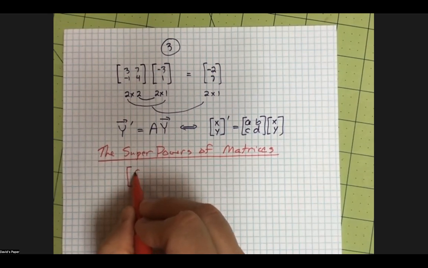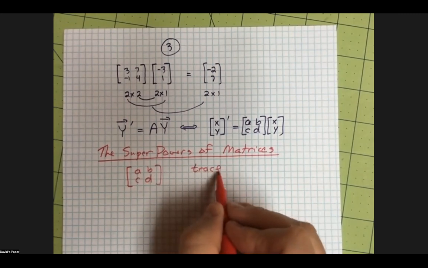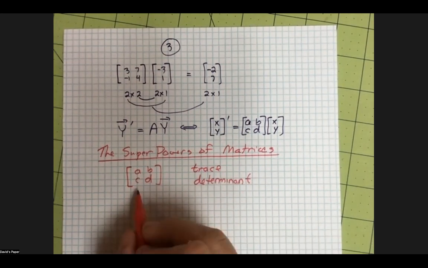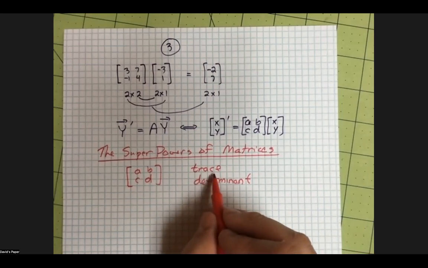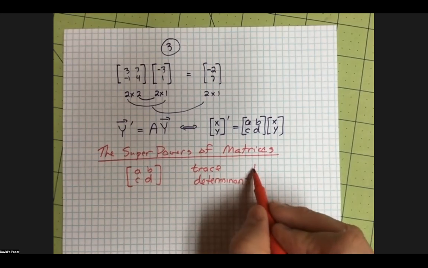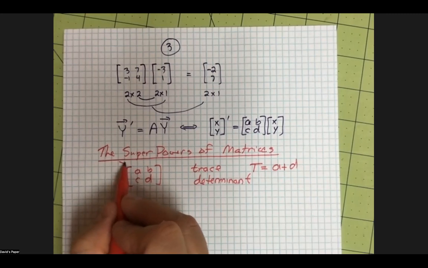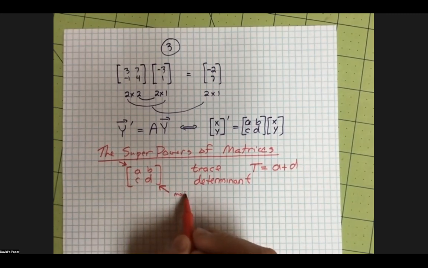The two most important things about any square matrix are its trace and its determinant. In fact, whenever somebody hands you a matrix, the first two things you write down are its trace and its determinant. The trace of a square matrix, any square matrix, is the sum of the elements on the main diagonal. The main diagonal of a square matrix is the diagonal that begins in the upper left and ends in the lower right. It's called the main diagonal.